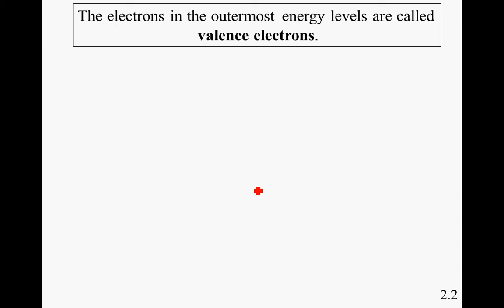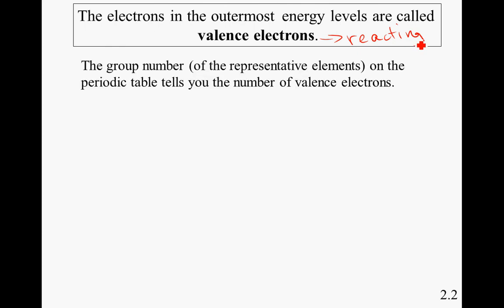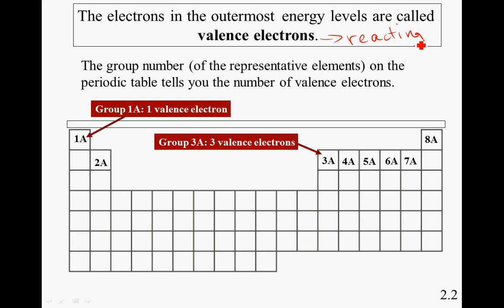Let's talk about the valence electrons, because they're the ones who are actually doing the reacting. Of all the electrons in an atom, the valence electrons are the most important. So when we're looking at the periodic table, the group number that it's in tells you how many valence electrons there are. The valence electrons are the outermost electrons, the ones furthest away from the center.